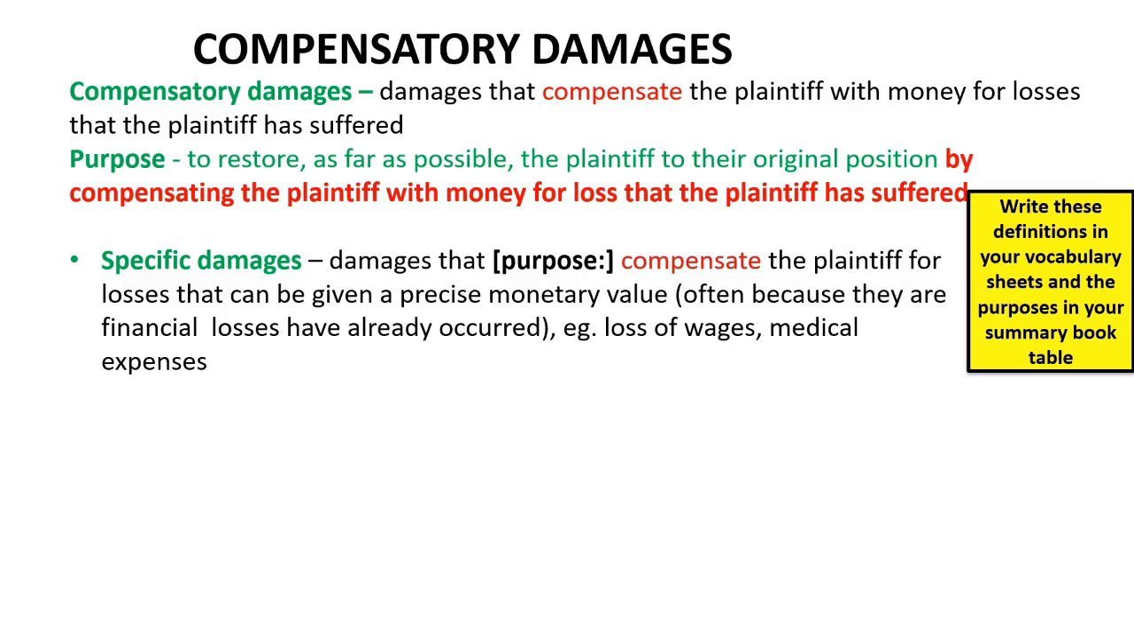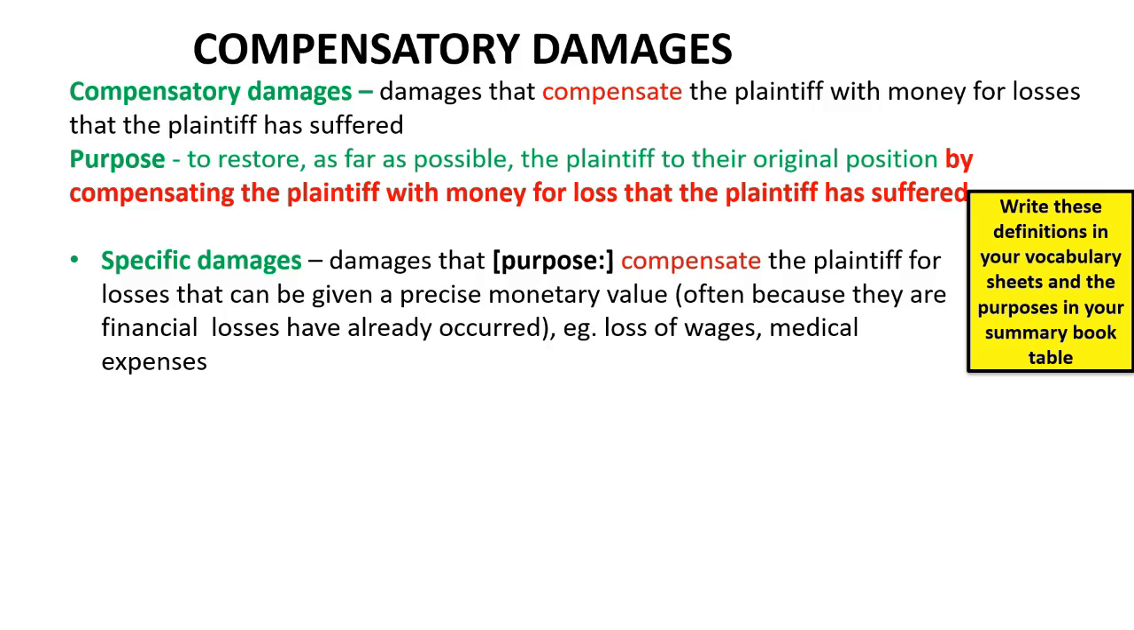Now, remember that the overarching purpose of civil remedies is to return the plaintiff as far as possible to their original position. Well, specific damages achieve this purpose perfectly. That is because they provide dollar-for-dollar compensation for losses that can be given a precise monetary value. That is, they replace money with money. If the plaintiff has lost wages worth $2,000, then the plaintiff will be given specific damages of $2,000. If the plaintiff has paid $5,000 in medical expenses, then the plaintiff will be given specific damages of $5,000.